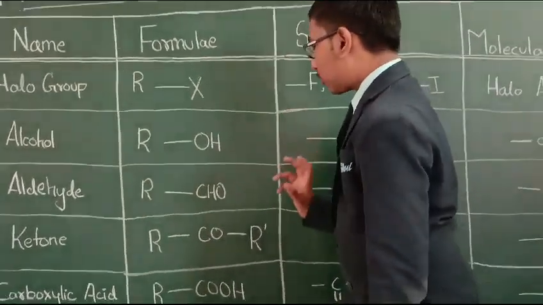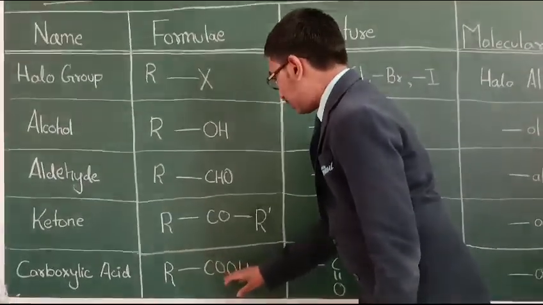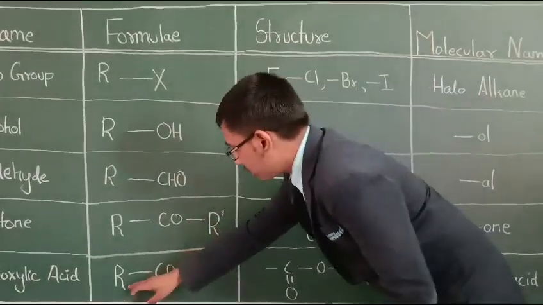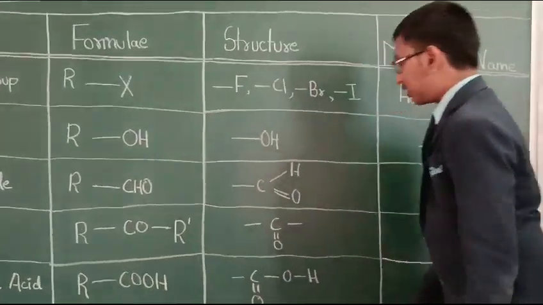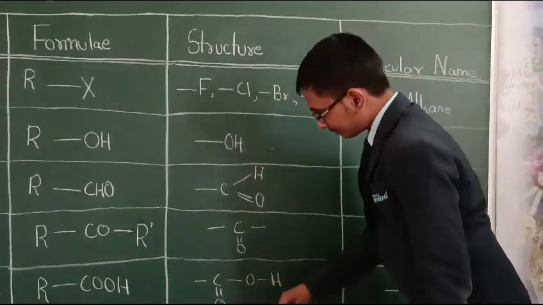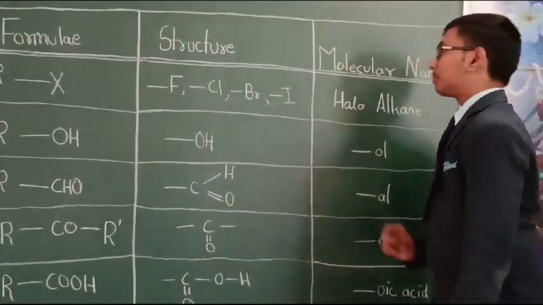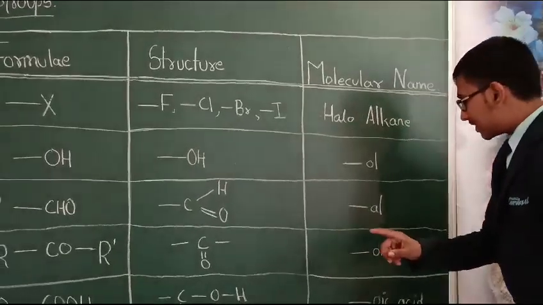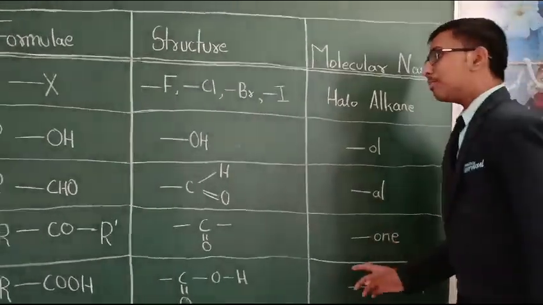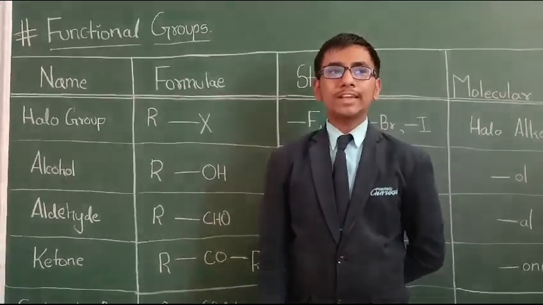The formula for the carboxylic acid is R single bond, which represents the open bond, and C double bond O, single bond OH. Here, as earlier, the R represents the alkyl group. The structure for the carboxylic acid is C double bond O and single bond OH. Here the carbon is the last carbon or the first carbon of the alkyl group. The molecular name for the carboxylic acid is that oic acid is added as a suffix to the name of the alkane. The examples for the carboxylic acid functional group are methanoic acid, ethanoic acid and propanoic acid.